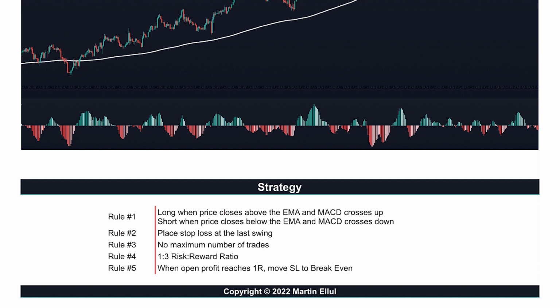We don't have a maximum number of trades that we can have at any given time. We have a fixed 1-to-3 risk to reward ratio. And the final rule is when the open profit reaches 1R, we move the stop loss to break even. So essentially, once that is reached, price will either hit the stop loss at break even or hit the 1-to-3 risk to reward take profit.